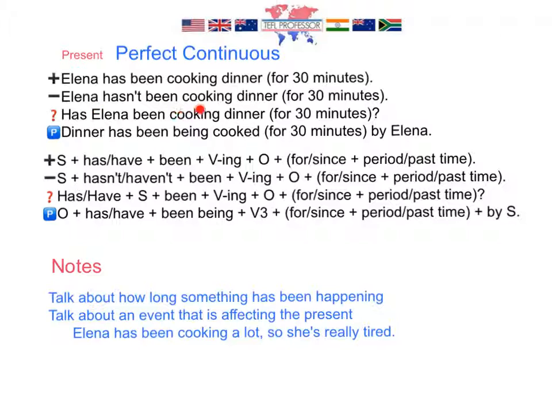Elena hasn't been cooking dinner for 30 minutes. Has Elena been cooking dinner for 30 minutes? Now, remember, there is the has and the have, so if you're talking about I or you or they, we're going to be using have, not has, and haven't, not hasn't. Lastly, dinner has been being cooked for 30 minutes by Elena, and of course, we can cross that out.